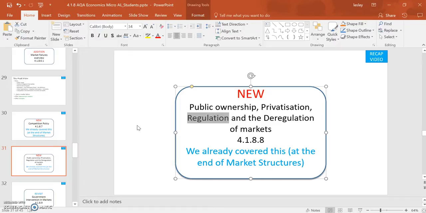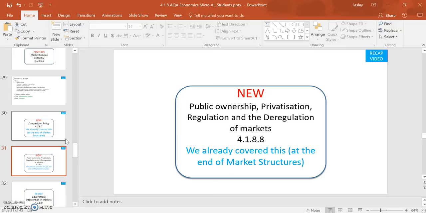So hopefully that wraps up where 4187 and 4188 are in line with market failures. And don't forget that we did cover both of these when we looked at market structures earlier on in the course.